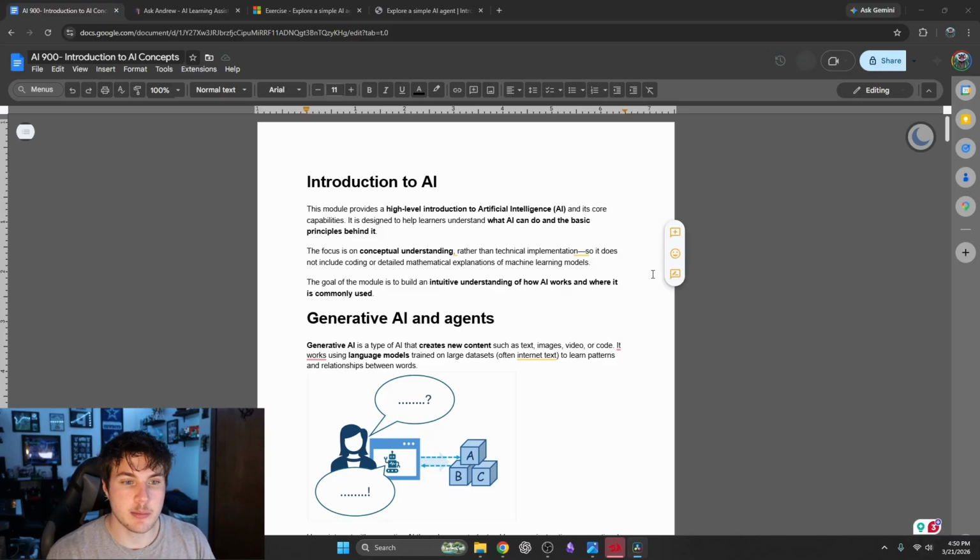The focus is on conceptual understanding rather than technical implementation, so it does not include coding or detailed mathematical explanations of machine learning models. The goal of the module is to build an intuitive understanding of how AI works and where it is commonly used.